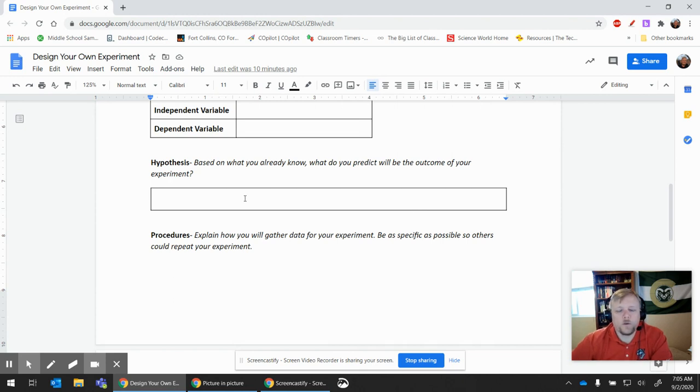Next, based on what you learned yesterday about writing good hypotheses and everything you know about the subject you're working on, so just things you've observed in the real world, maybe you know some science behind it, you don't necessarily have to, you're going to write a hypothesis. Okay, so you're going to try to predict what the outcome of the experiment will be.